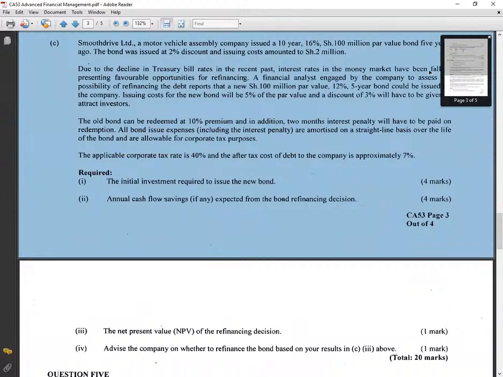So this new bond could be issued by the company. Issuing cost for the new bond is 5% of the par value. And then we have 3%. 3% is the discount for the new bond. So it will be 3% of the par value, which is 100.